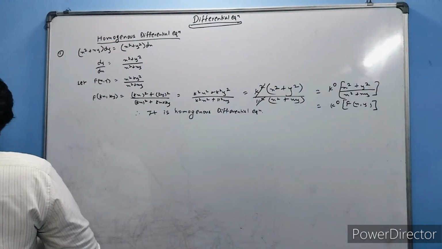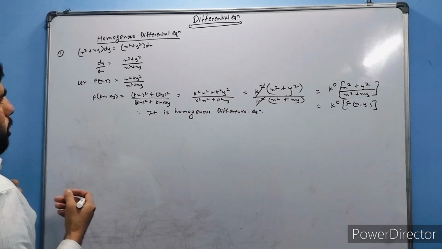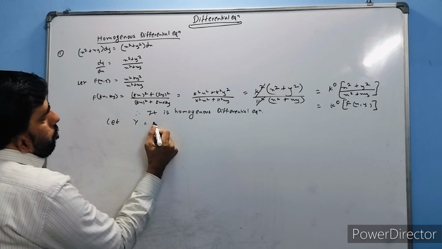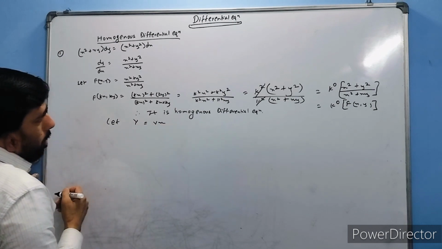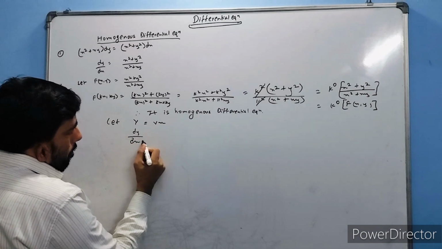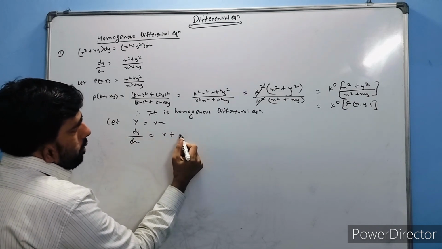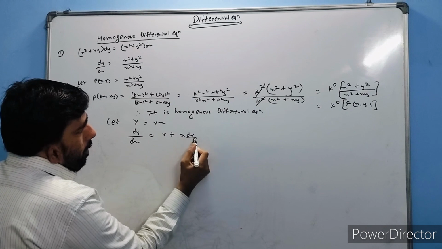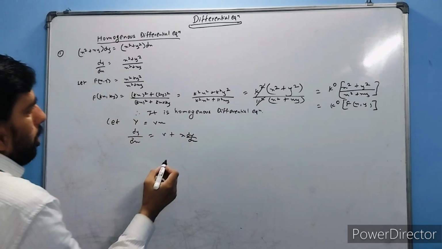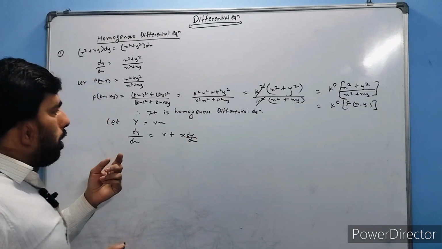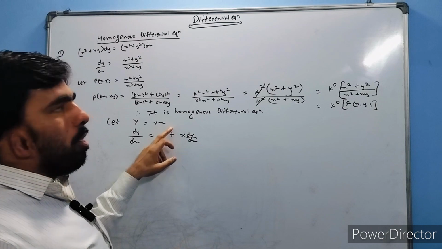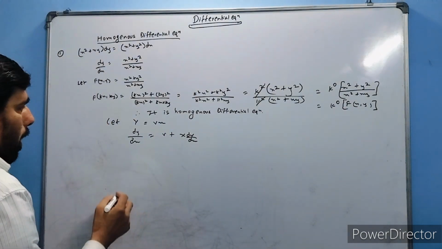So now let us try how we can solve this. Let y is equal to vx. Now we'll do the substitution here. Differentiating, dy by dx, we get v plus x dv by dx. We know by the product rule, or uv differentiation, first function into differentiation of second plus second function into differentiation of first. So now I got this.